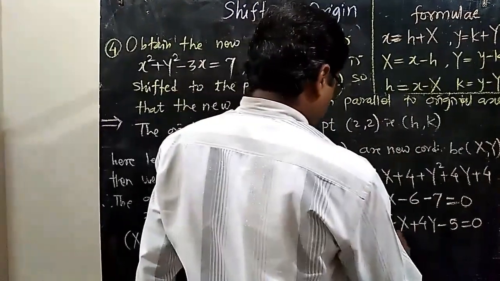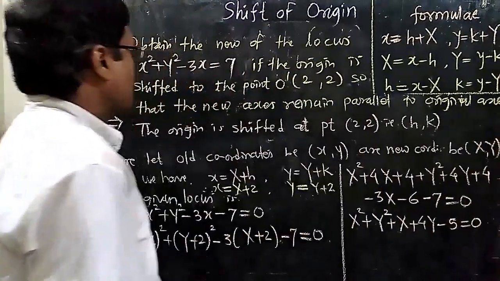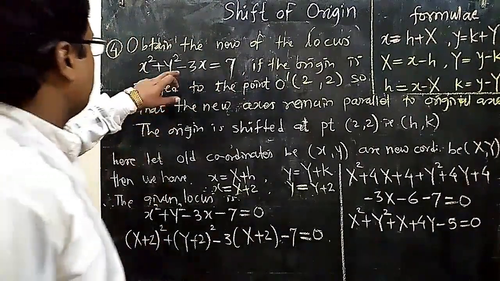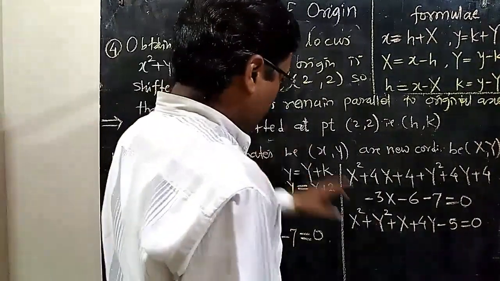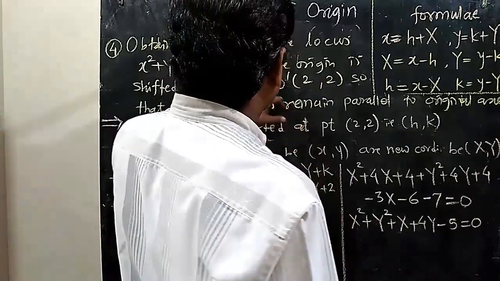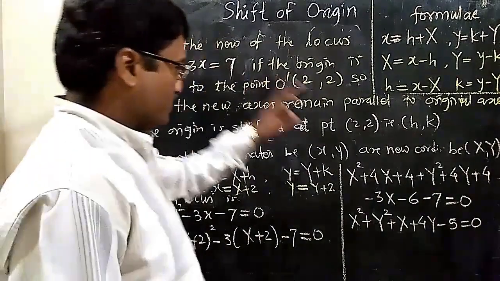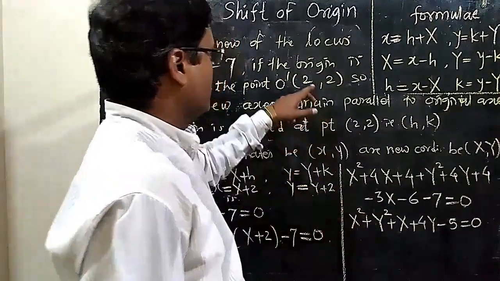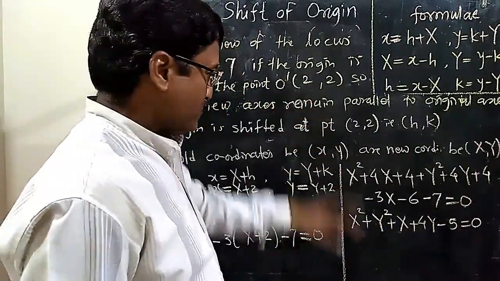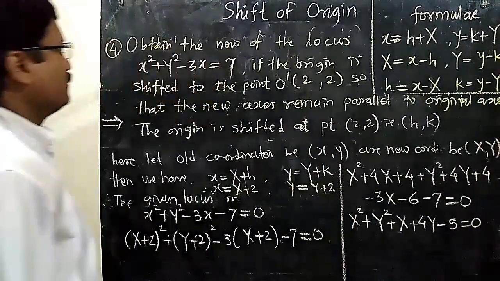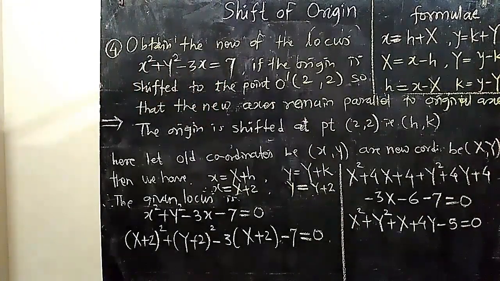So we get this as the equation of the same locus in another form. Here the origin for this locus is 0, 0, but the origin for this equation is 2, 2. So this is the new equation of locus.